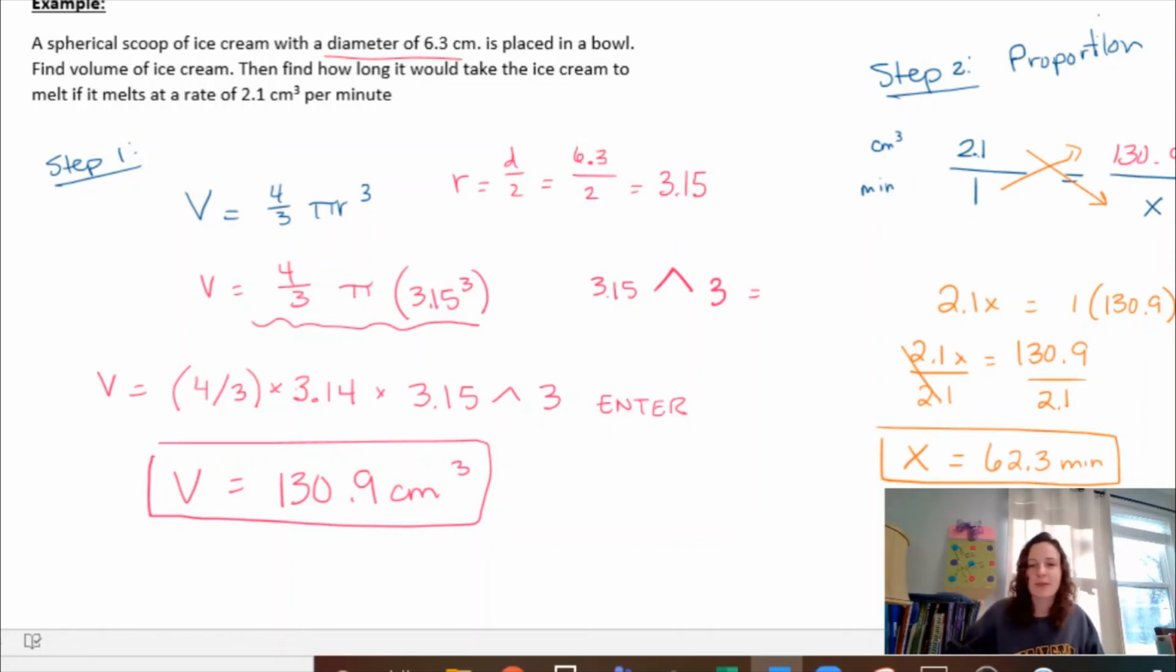So maybe it's not here in Florida, because something tells me if you're in Florida, your ice cream will melt a lot faster.